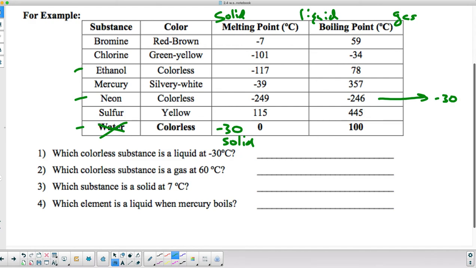What about ethanol? Ethanol is a -117 here, so on this side here it's a solid. And then where's -30? -30 falls in between -115 and 78, which means ethanol is our liquid.